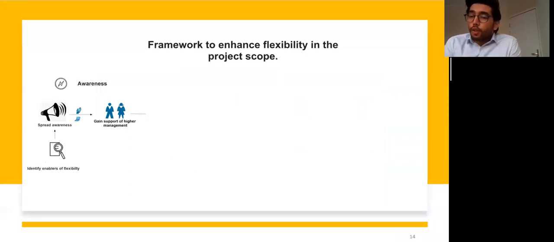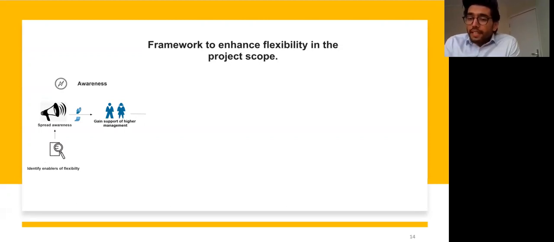The last step was to resolve the observed barriers, for which a framework was developed, which was one of the outputs of this research. The framework mainly consists of 3 steps: spread awareness, engage the stakeholders, and conduct value engineering. Spreading awareness was the first step according to the proposed framework.